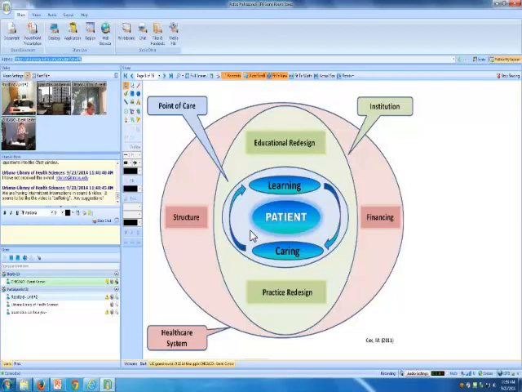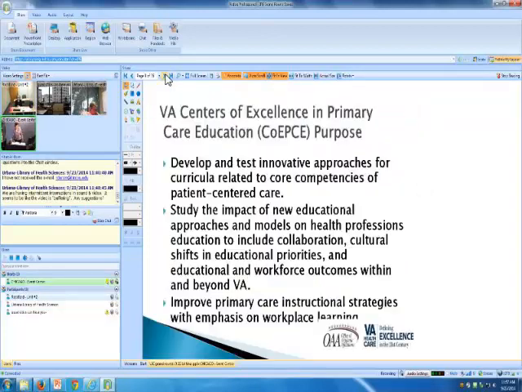So this is our model from the Office of Academic Affiliations: when we're having practice redesign, we also need to have educational redesign, because that is all going to impact the patient. And so we need to have both a learning and a caring environment, and then this will have ripple effects to the point of care, the clinic setting, to the facility, and then hopefully to the academic affiliates and others outside of the VA healthcare system to look at changing. So this has been our model for our centers of excellence.